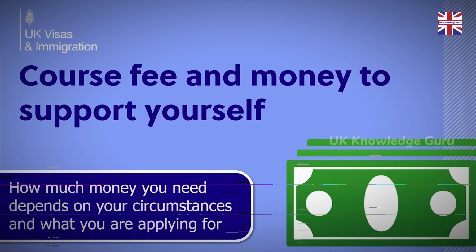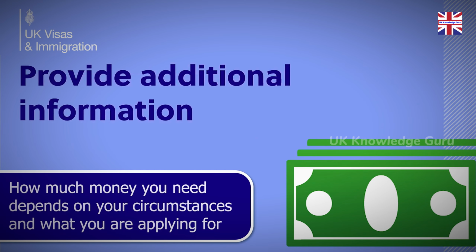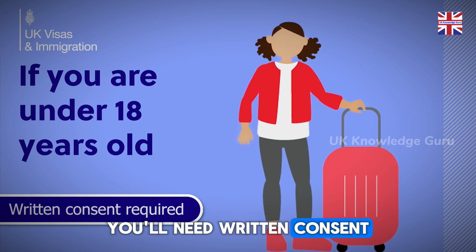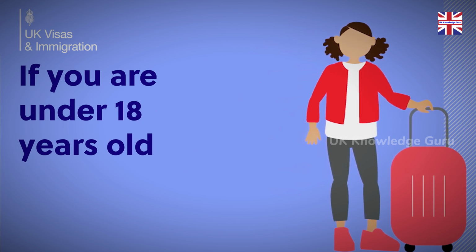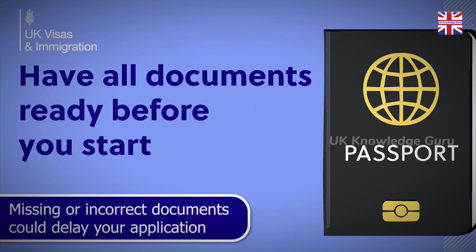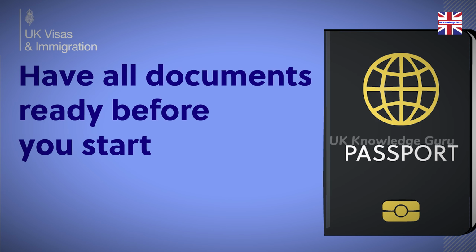You may need to prove that you have enough money to pay for your course and support yourself in the UK. Provide additional information to explain your funds, for example, if there are large deposits or unexpected funds. If you're under 18, you'll need written consent from your parents or legal guardians. Documents. You will need to upload your documents as part of your application. Missing or incorrect documents can delay your application.